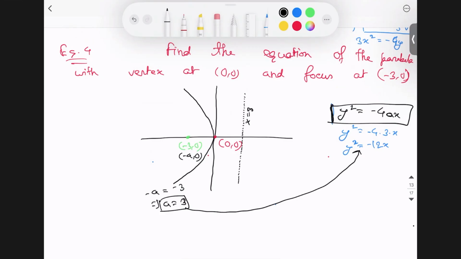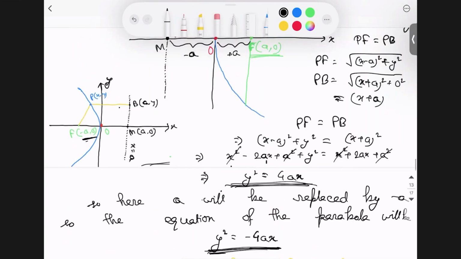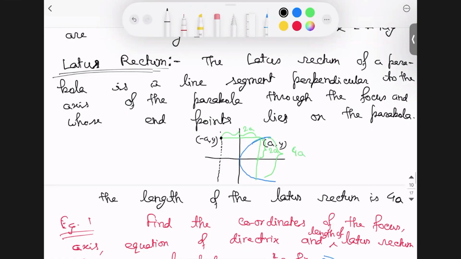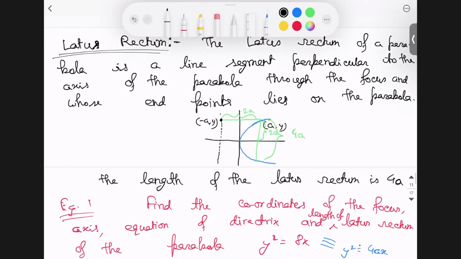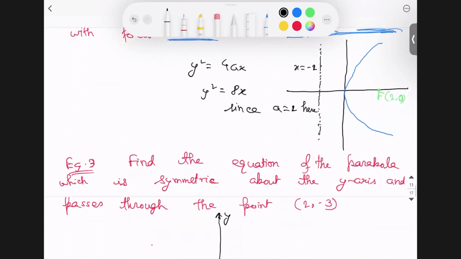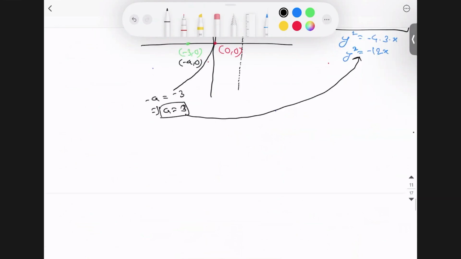So yeah, this much you need to know about the parabola. In the next class we will go on to another conic section, that is the ellipse, and after that we will discuss some more questions about all these conic sections for better understanding. Okay, I am finishing at this point. Right?